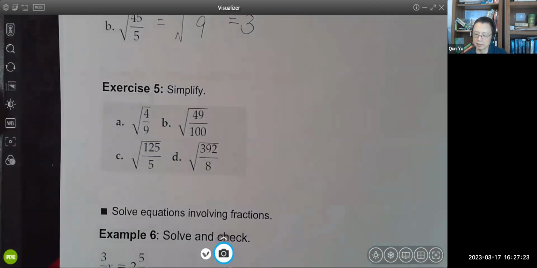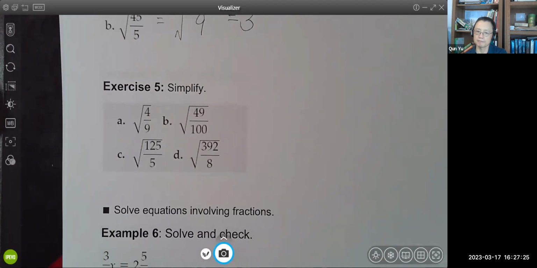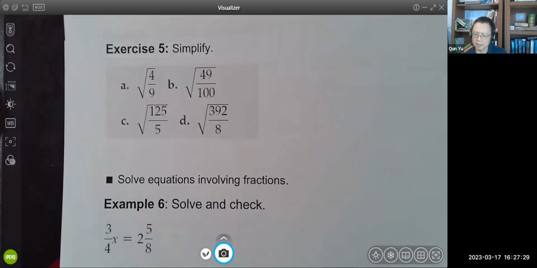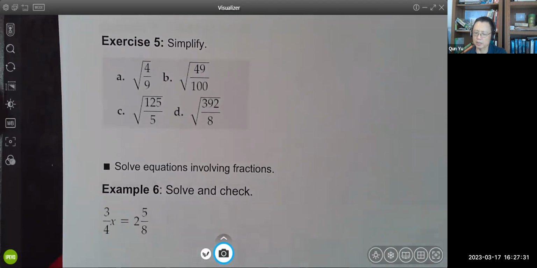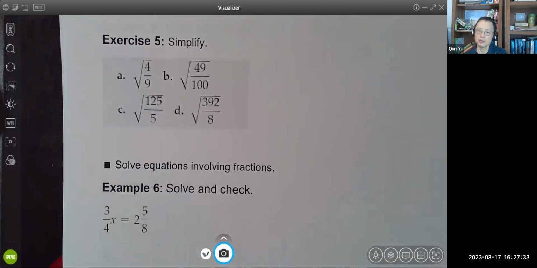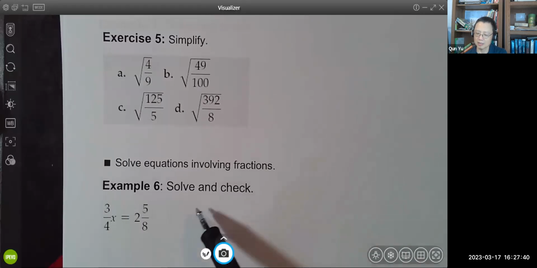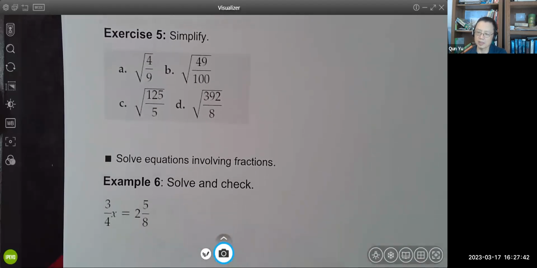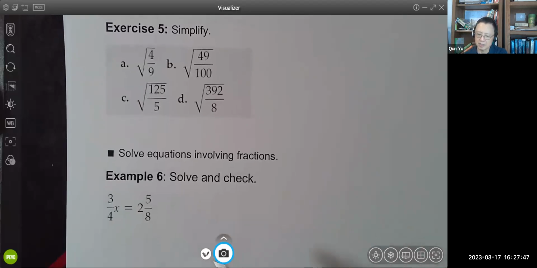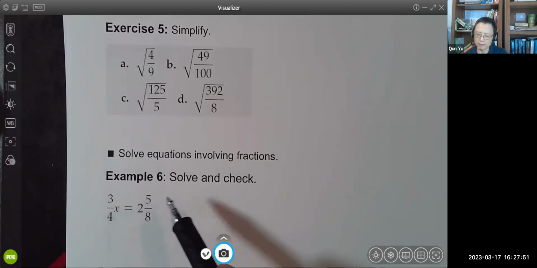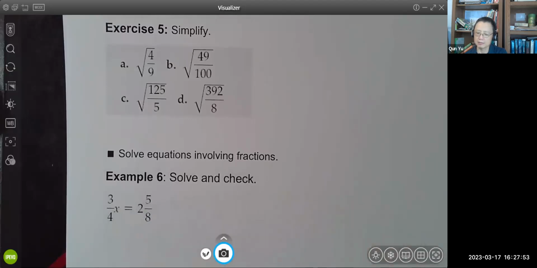Now, this is exercise number 5. Next one, we are going to look at solving equations involving fractions. Remember, this whole thing is under the big picture that we do divisions with fractions. So this equation, the process will involve dividing with fractions. So 3/4 times x equals 2 and 5/8. We need to find x.